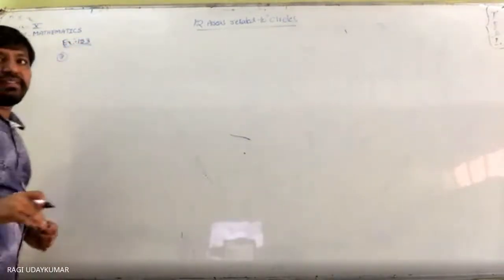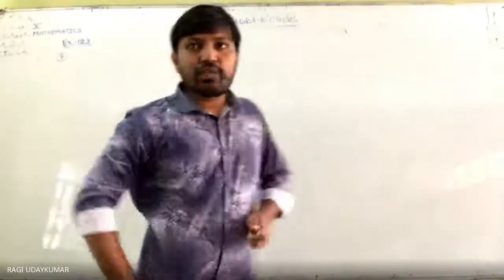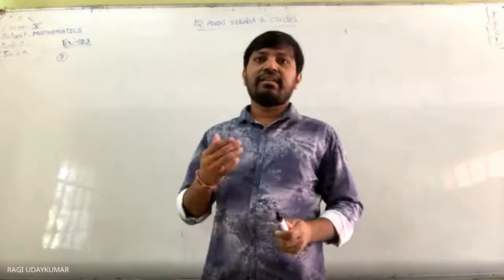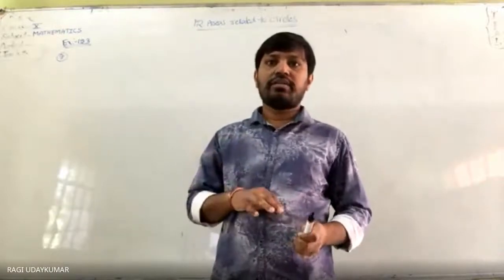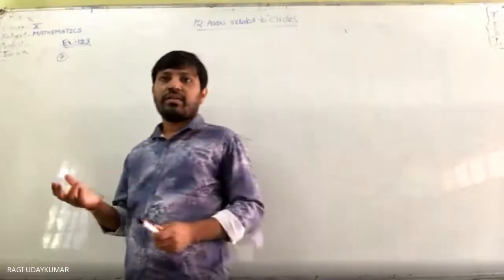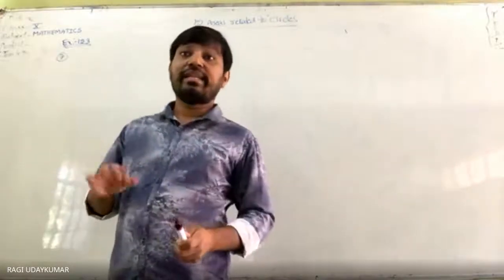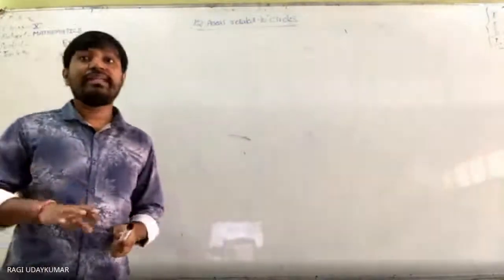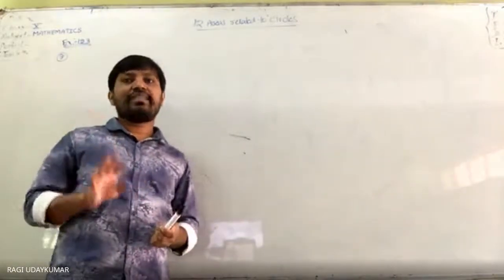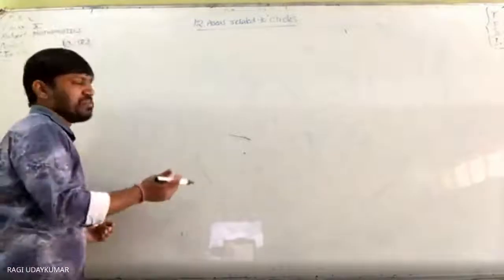The sixth problem is done. The seventh one: ABCD is a square of side 14 centimeters, with circles drawn at A, B, C, D such that each circle touches externally two of the remaining three circles. The figure is given. Find the area of the shaded region. Very simple question that is.